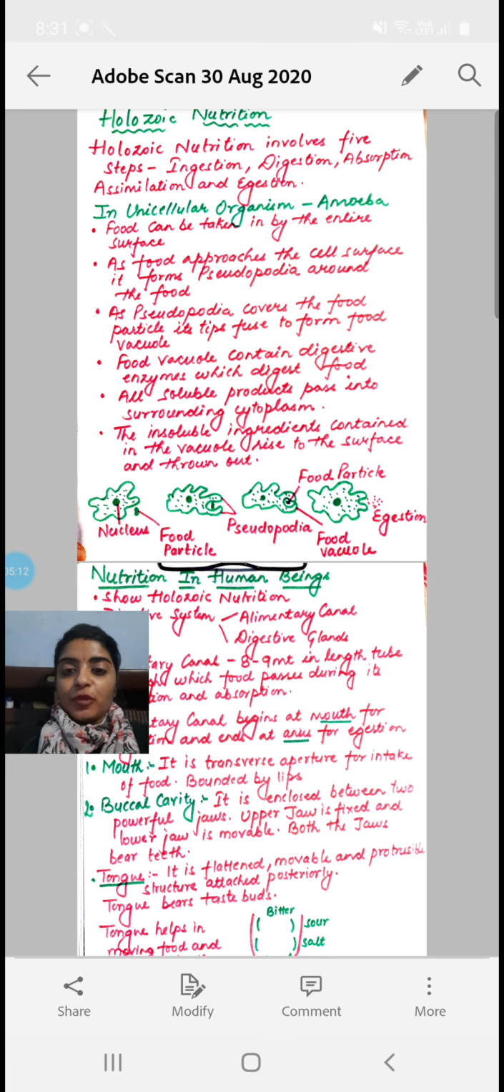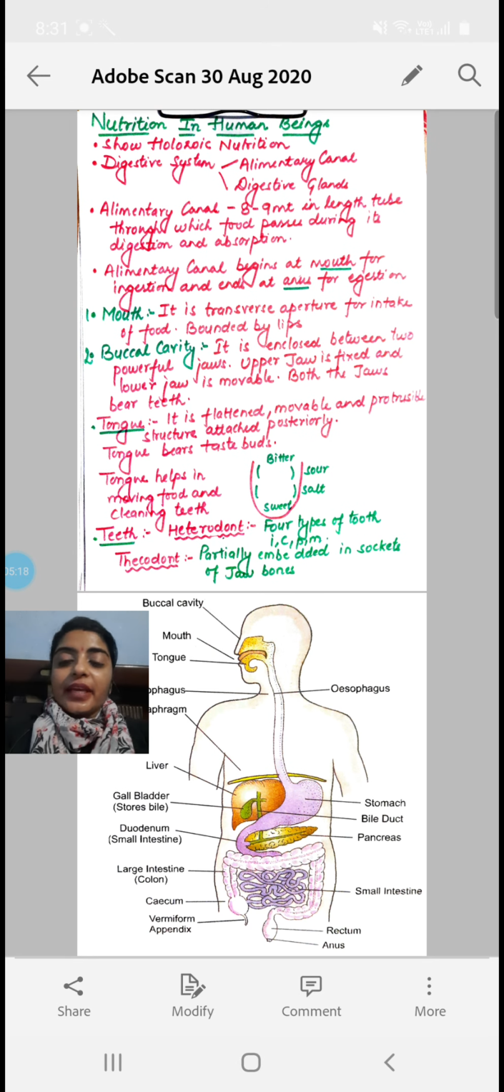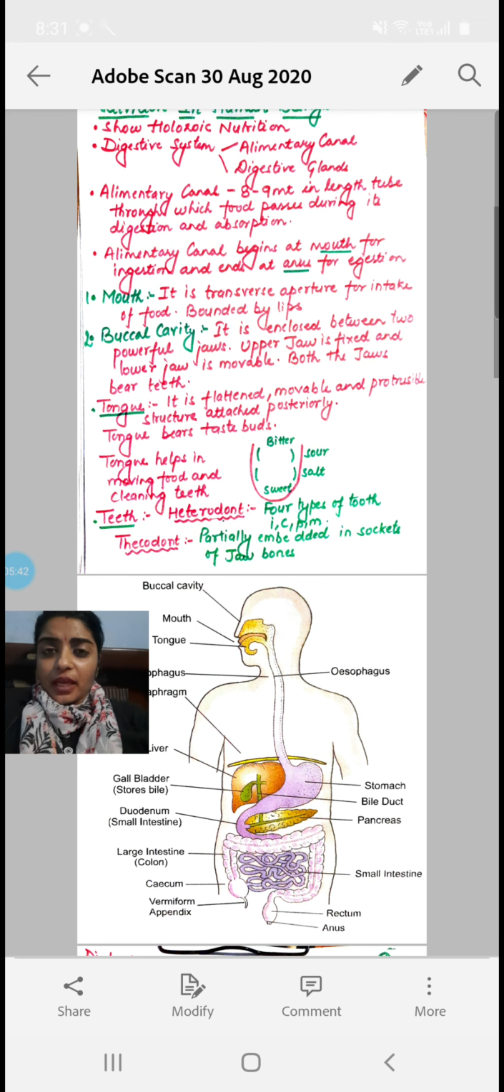So next we come to the next topic, that is nutrition in human beings. This is again a very important topic. We human beings again show holozoic nutrition. Again we have 5 steps in our process of nutrition, and digestion is one of the steps. So in our mode of nutrition, we again follow the 5 steps. The first one is ingestion, then digestion, absorption, assimilation and egestion.